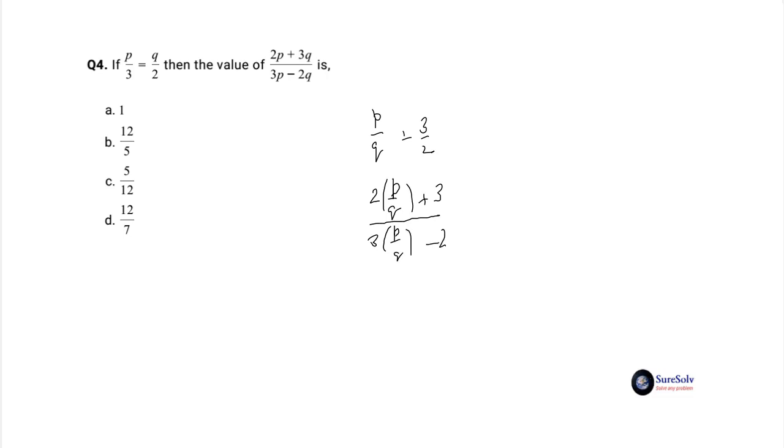Substitute the value of p by q equal to 3 by 2 and get the value of direct expression in one step as 6 by 5 by 2 equal to 12 by 5. Answer is option B, 12 by 5. It's easy and quick. Let's solve the last question.